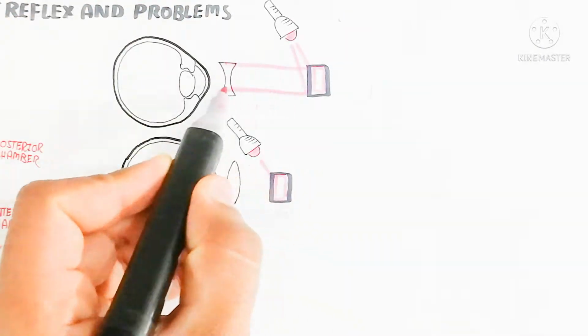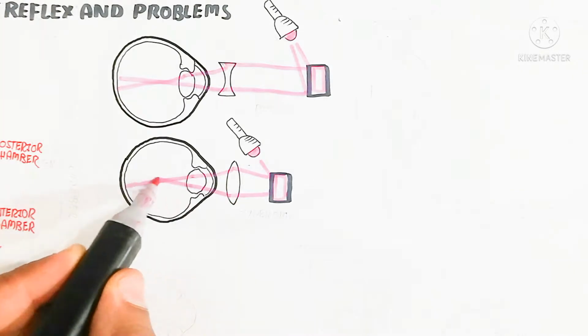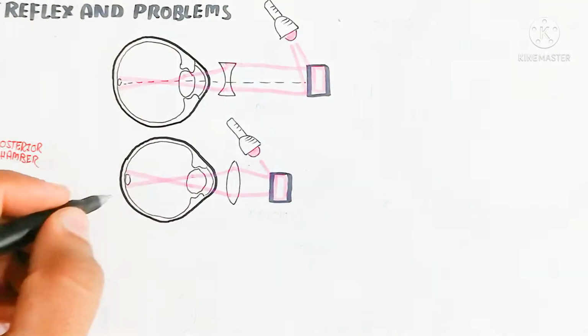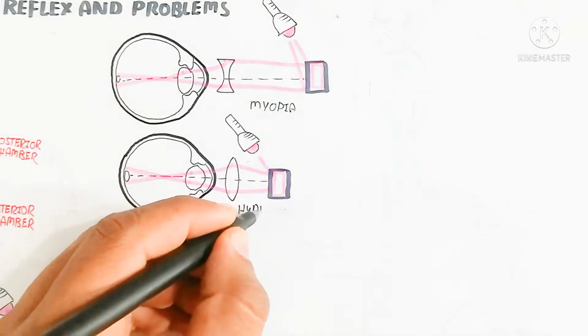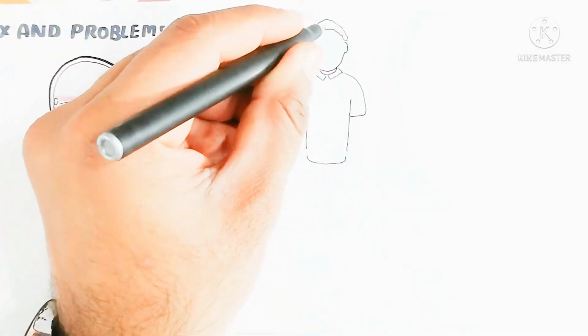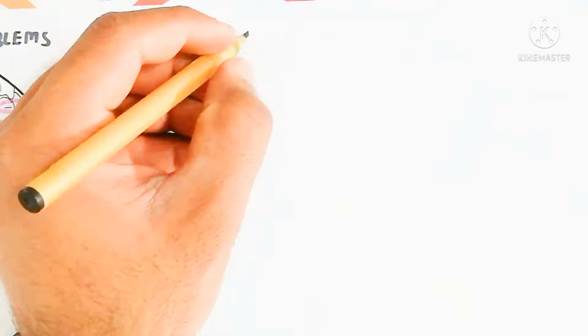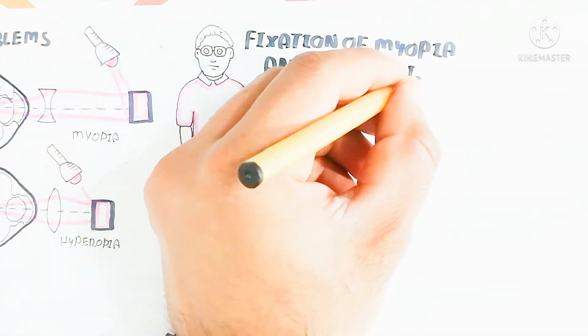So the point of the image will not fall completely on the retina, and the rod and cone cells will not detect much. In this way we can fix myopia with a convex lens, and hyperopia with a convex lens. So glasses are the fixation for myopia and hyperopia.